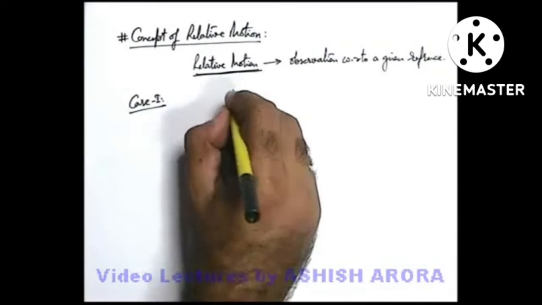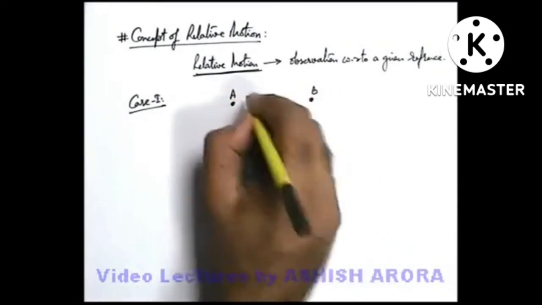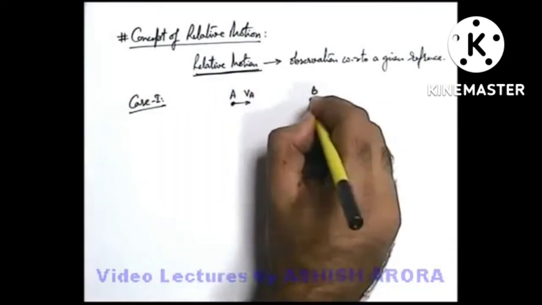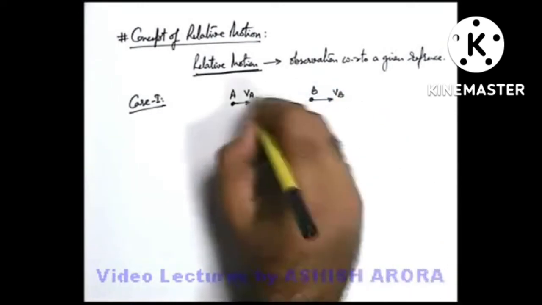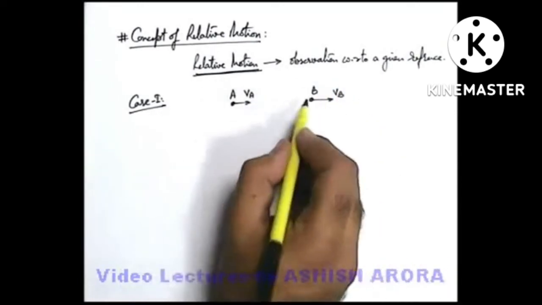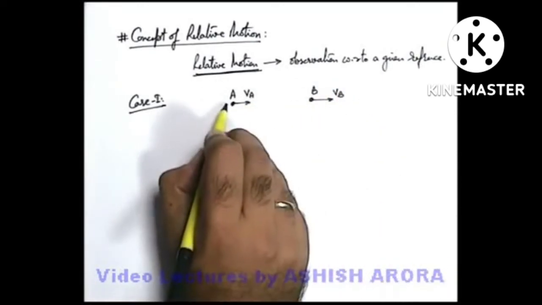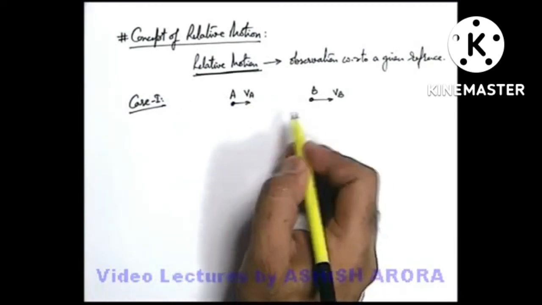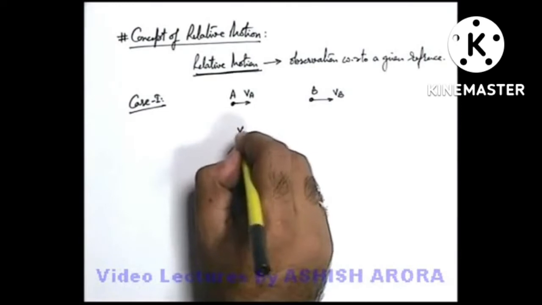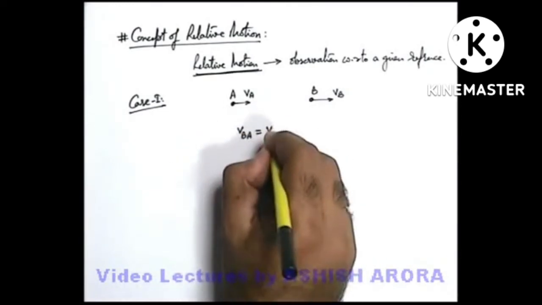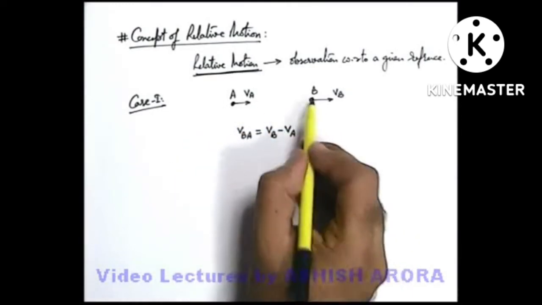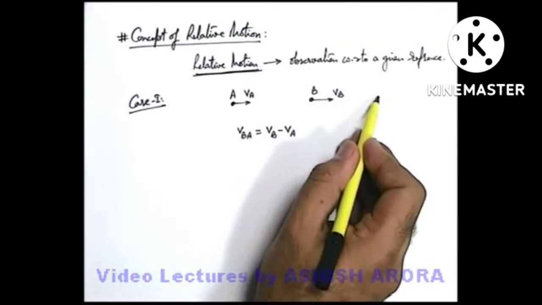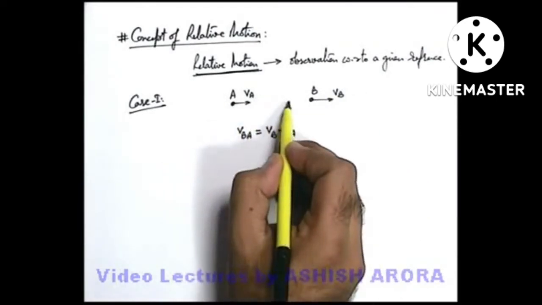Say we are having two bodies A and B. Say A is moving with a velocity va and B is moving with a velocity vb. In this situation, if we talk about the velocity of B with respect to body A, or when A measures the velocity of B, what velocity is it going to measure? So here we can see the velocity of body B with respect to A. When we measure it, it is simply vb minus va, because B will cover a distance vb in 1 second and A will cover a distance va in 1 second.